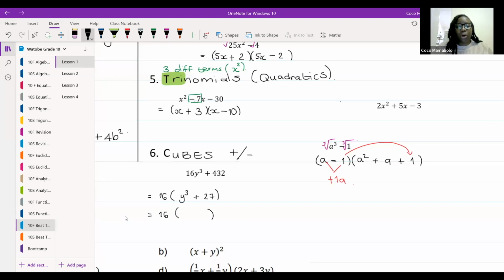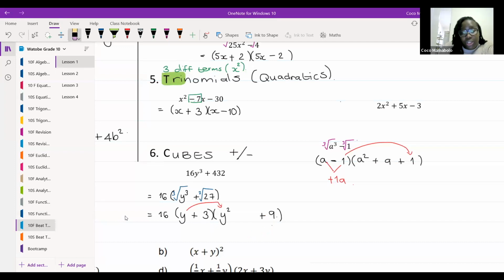So I'm going to open a small bracket and a big bracket. For those of you who are confused, we're going to take the cube root of the first number and the cube root of the second number. So the cube root of y cubed is y, and the cube root of 27 is 3. Then we put a plus in the middle. For the first term, we take y and square it, so we get y squared. For the last term, we take 3 and square it. 3 squared is positive 9.